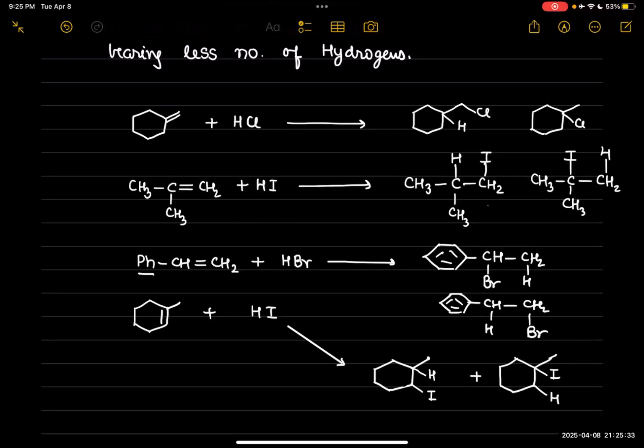So you need to tell me, Ibrahim, you tell me which is the main product for the first one. Right one or the left molecule, which is the major product.